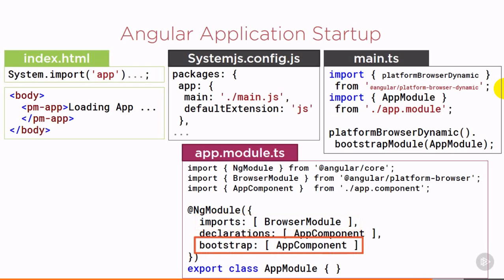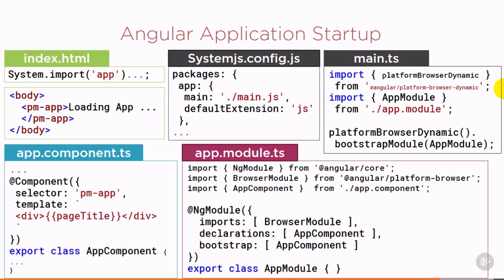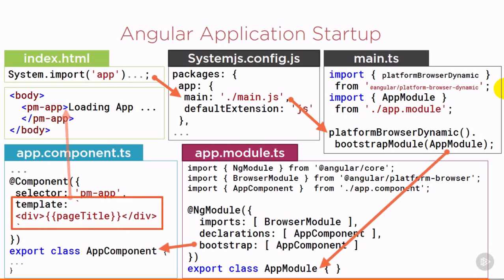The bootstrap array defines the root component of the application, which is our AppComponent. The root component should contain the selector we use in the index.html file, which it does. When this component is loaded, the template defined here appears within the directive tags, and the user sees the user interface for our component. So, index.html loads and executes the ES6 module main. Main bootstraps the application's Angular module, AppModule, which in turn bootstraps the root application component, AppComponent, and the component's template appears in the browser.